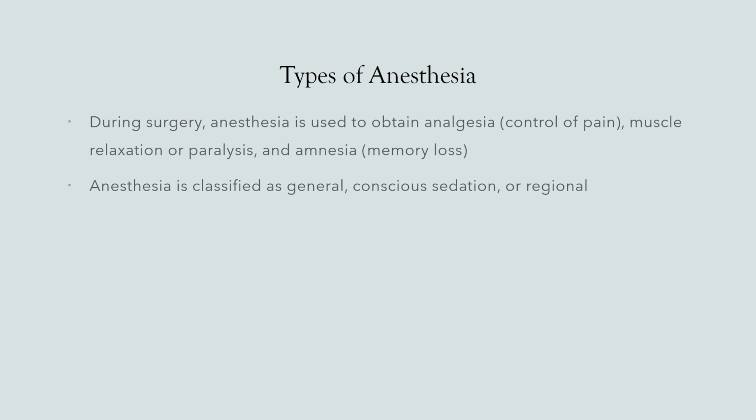So, the different types of anesthesia. During surgery, anesthesia is used to obtain analgesia, which is control of pain, muscle relaxation or paralysis, and then amnesia. Amnesia is memory loss. So anesthesia can be classified as general, conscious sedation, or regional.